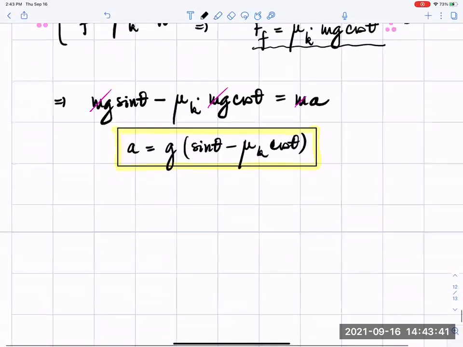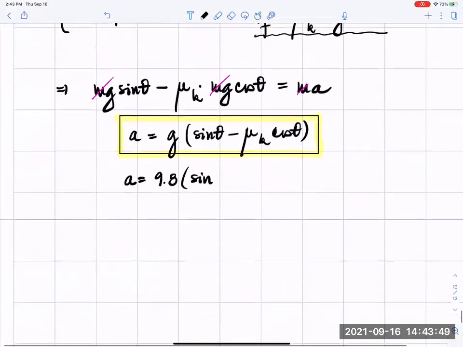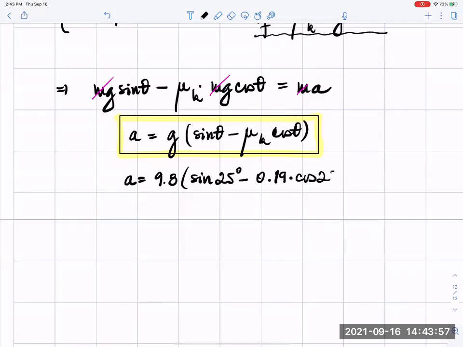If you plug in 9.8 sine of 25, make sure your calculator is in degrees, minus 0.19 times cosine of 25, I am actually getting 2.5 on this one, 2.5 meters per second squared.